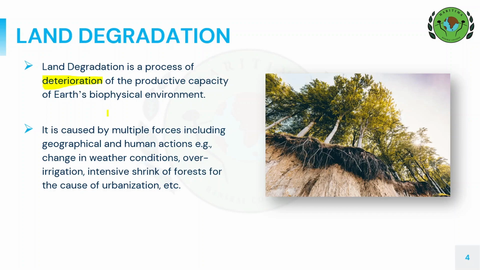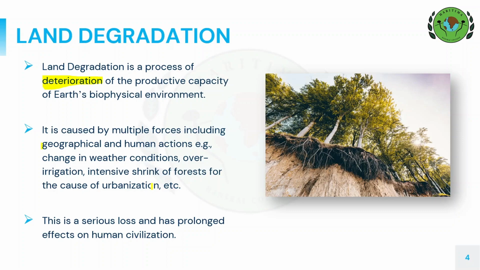So basically, land degradation is a process of deterioration of productive capacity of Earth's biophysical environment. It is caused by multiple forces including geographical and human actions. Example, change in weather conditions, over-irrigation, intensive shrink of forests, etc. This is a serious loss and has a prolonged effect on human civilization.